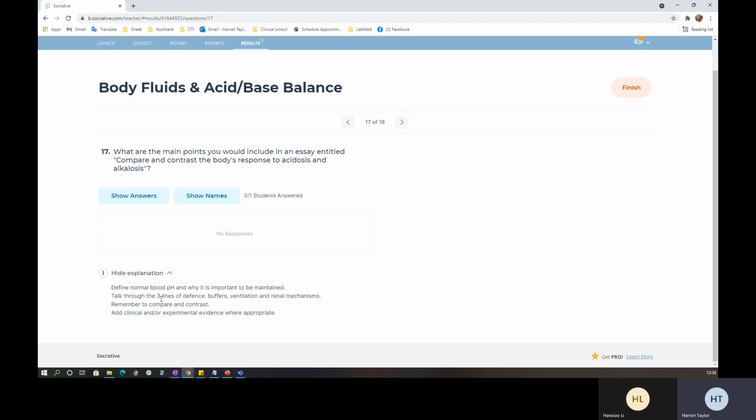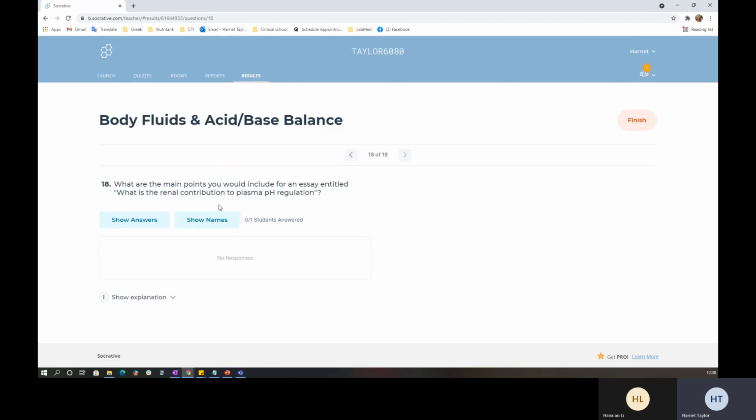And then we're going to want to talk about the 3 lines of defence. So we've got our buffers, the ventilation, and also our renal mechanisms, which will require a bit more explanation. And really think about the wording of the question. So you're comparing and you're contrasting. So you need to think of specific points that are going to allow you to do that and to show that you can compare and contrast, because that is a skill that sounds easy, but it's not necessarily so. And yeah, just adding some extra detail where you think is appropriate and where it's useful.